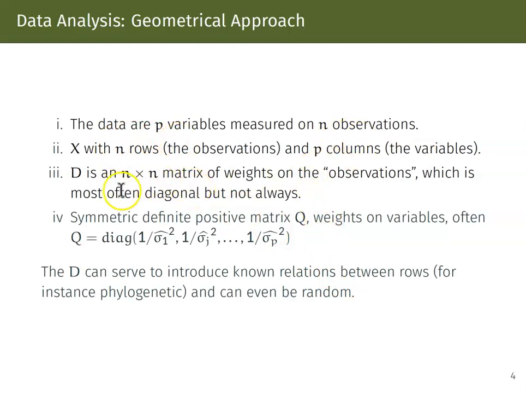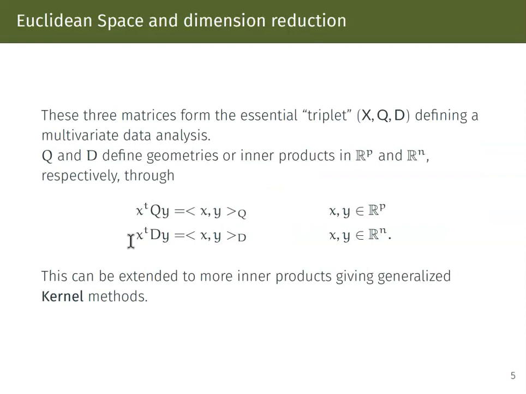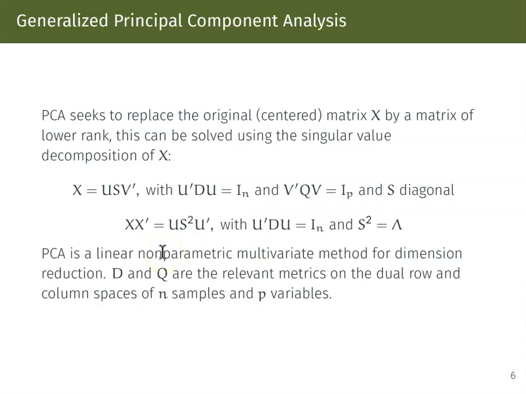We often have matrix of weights. Those are like the bubbles that I showed you. And then we have a weight on the variables. So we have two Euclidean spaces, one with an inner product with regards to the weighting of the variables and the other weighting on the observations. Generalized principal component analysis is very often the first step that we do. It's a linear method which enables us to insert different weights which take into account some data that we have.